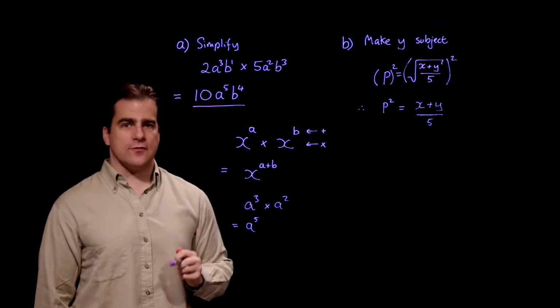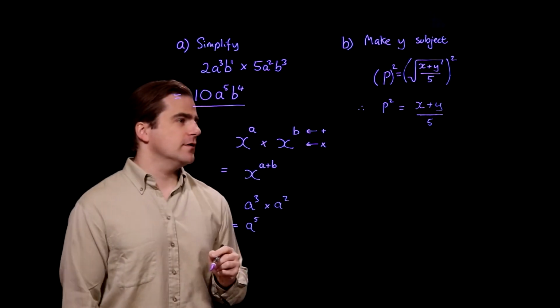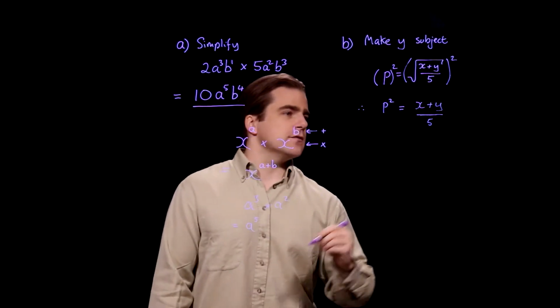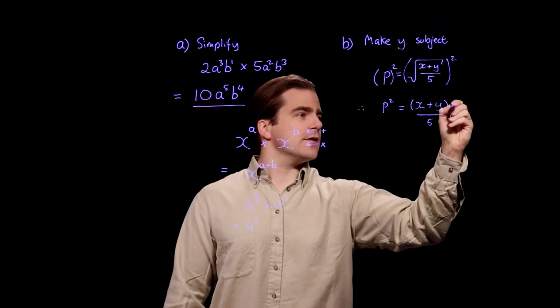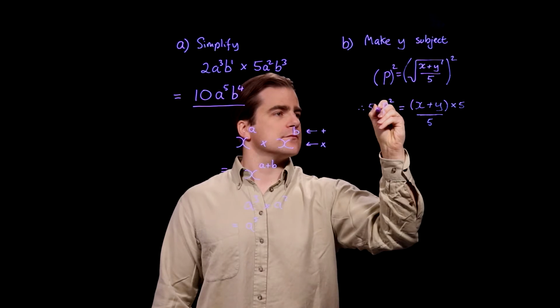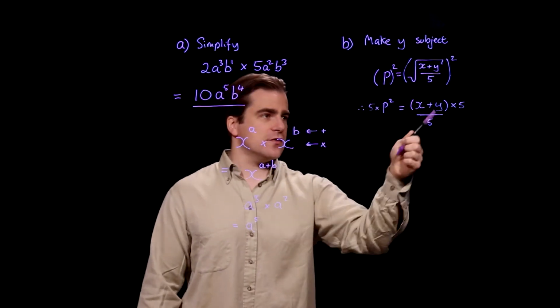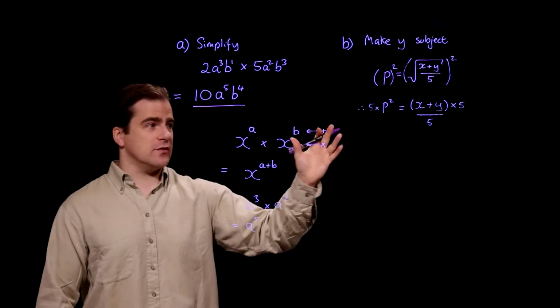Okay, now we can move the 5. We've unlocked it. So bring the 5 up here. How do we do that? We multiply both sides by 5. Okay, whatever you do to one side, you have to do to the other. You can do whatever you like to one side of an equation, as long as you do it to the other.